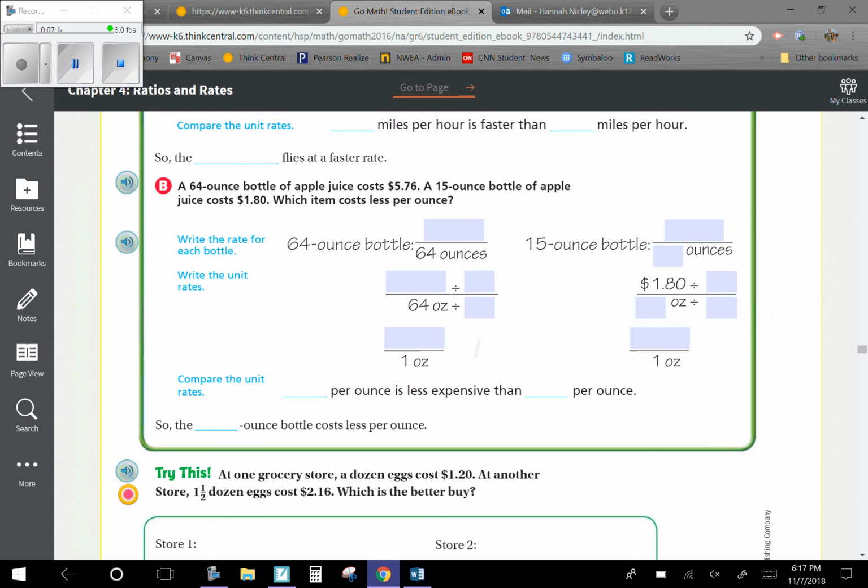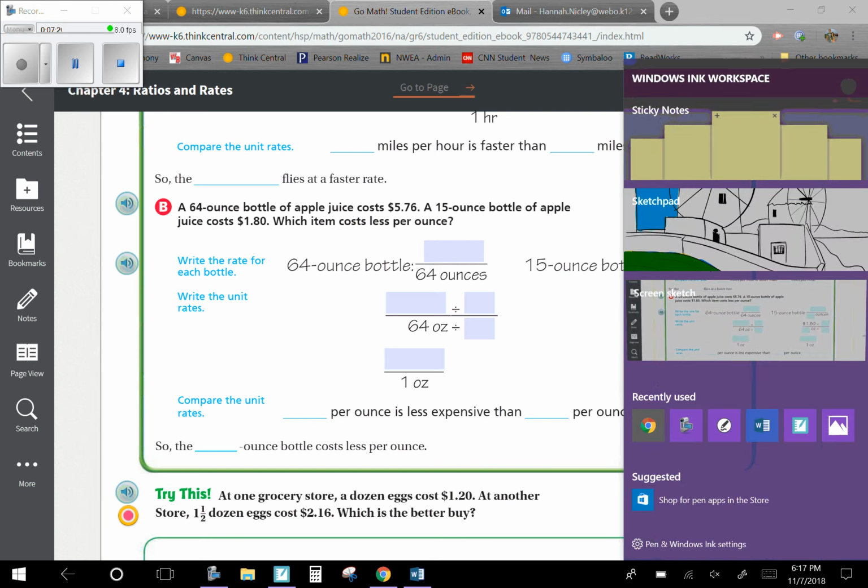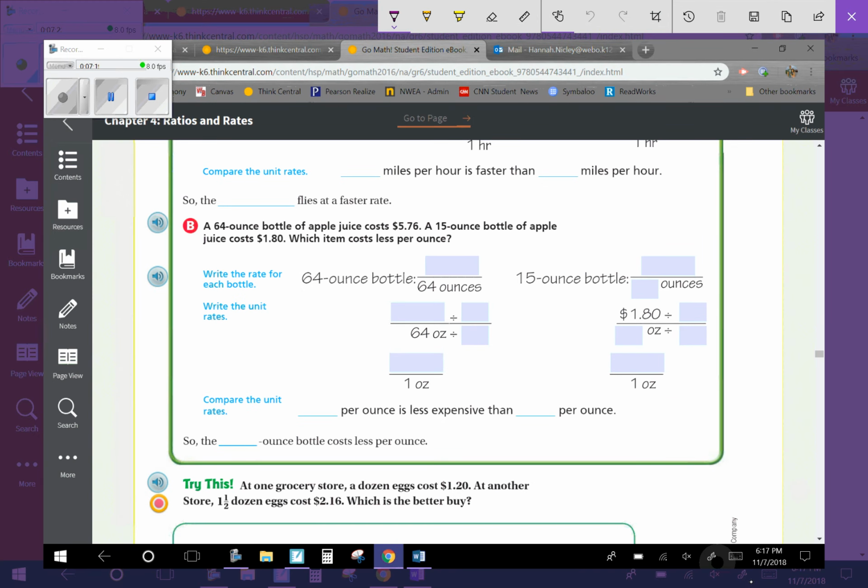Example B, a 64-ounce bottle of apple juice costs $5.76. A 15-ounce bottle of apple juice costs $1.80. Which item costs less per ounce? So for the 64-ounce bottle, it was $5.76 for 64 ounces. The 15-ounce bottle is $1.80 for 15 ounces. So we wrote that price over weight.